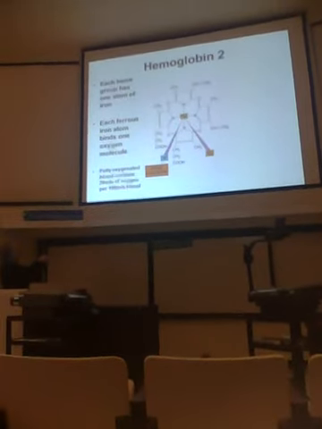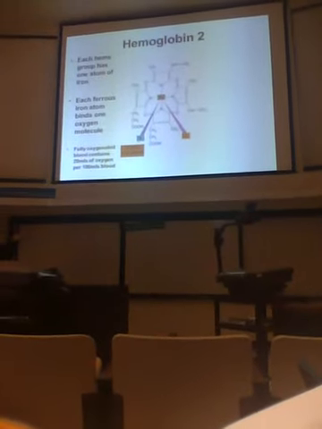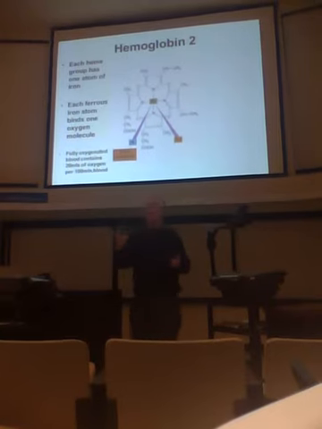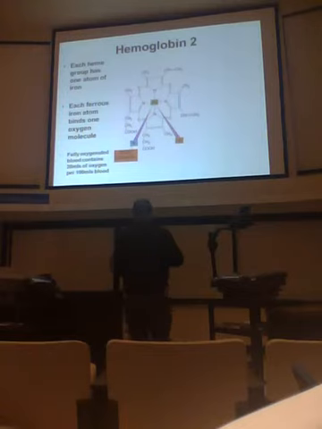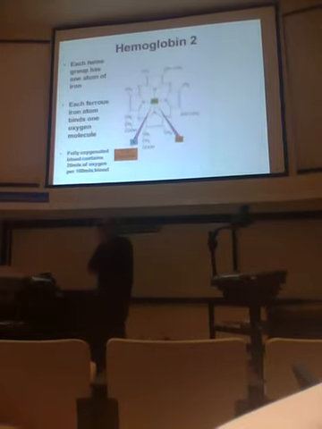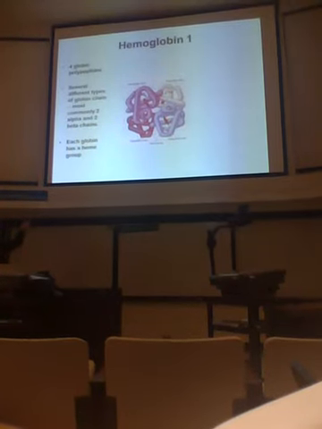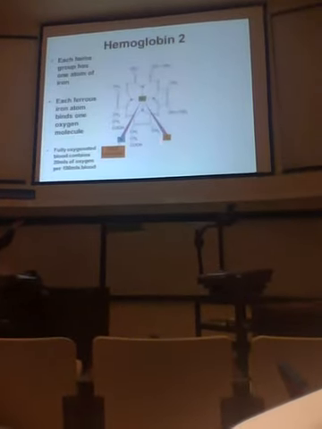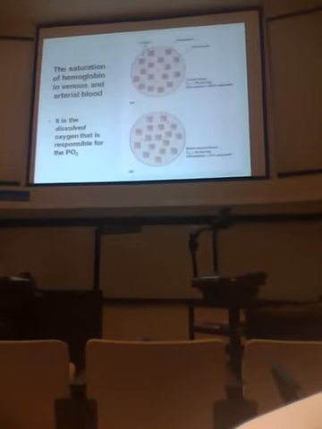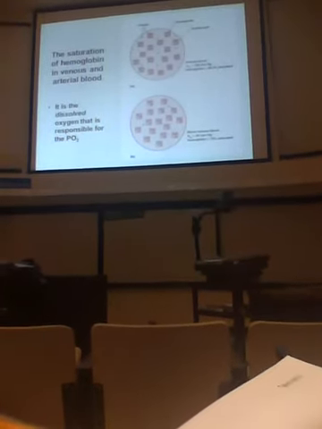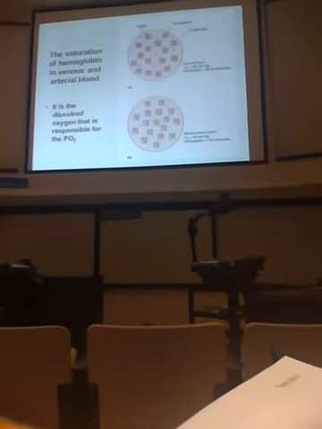Each heme group has a ferrous iron atom, and each ferrous iron atom binds 1 molecule of oxygen. So a molecule of hemoglobin can combine with 4 molecules of oxygen. Fully oxygenated blood contains about 20 mils of oxygen per 100 mils of blood. I don't expect you to remember that, but that's what it is. So this molecule of hemoglobin, 4 globins, 4 hemes, can bind to 4 oxygen molecules. Here is our red blood cell full of hemoglobin molecules. When the blood is fully oxygenated, the arterial blood, the PO2 is 100 millimeters of mercury, and that is about as oxygenated as it will get.